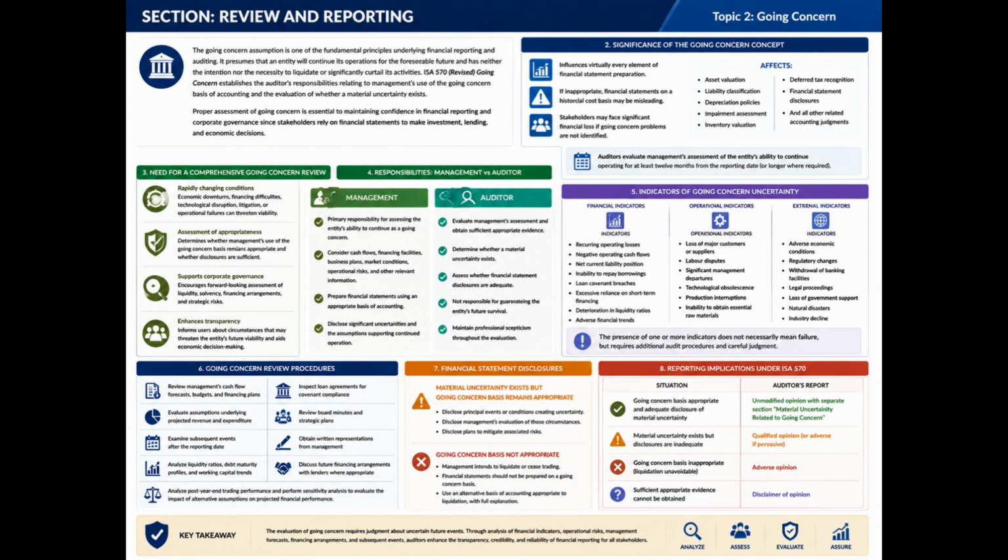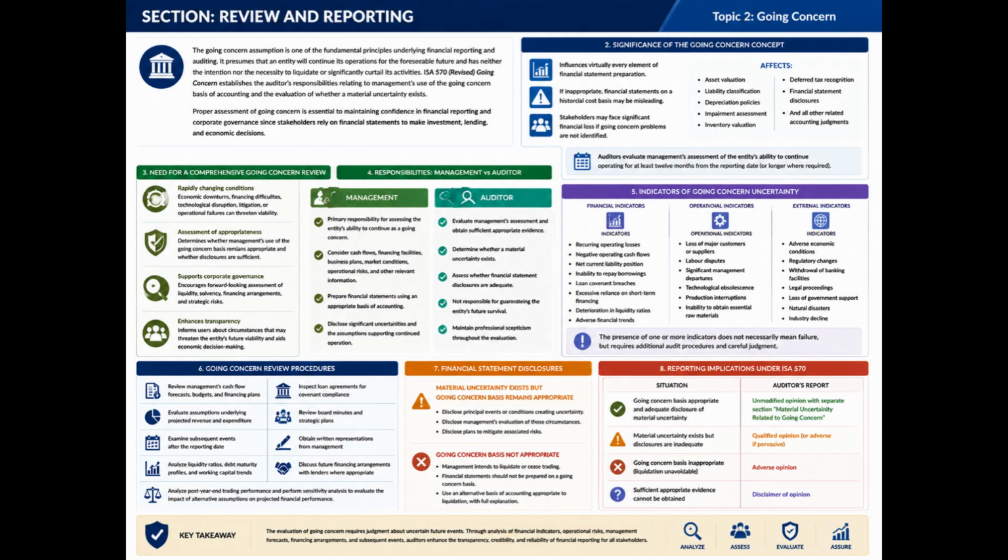The going concern assumption is one of the fundamental principles underlying financial reporting and auditing. It presumes that an entity will continue its operations for the foreseeable future and has neither the intention nor the necessity to liquidate or significantly curtail its activities. Under this assumption, assets are recorded at their historical cost or recoverable amount through continuing use rather than liquidation values, while liabilities are settled in the normal course of business.